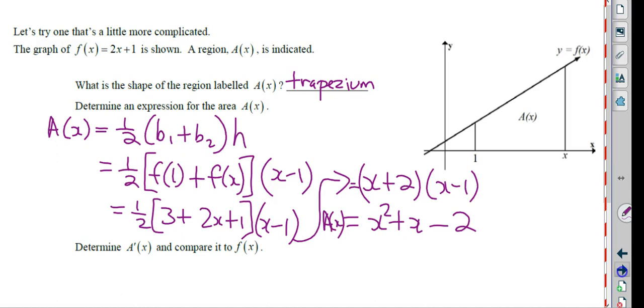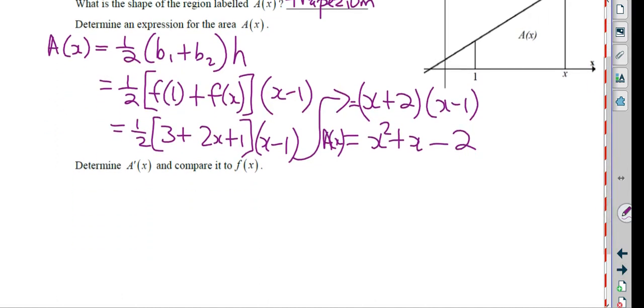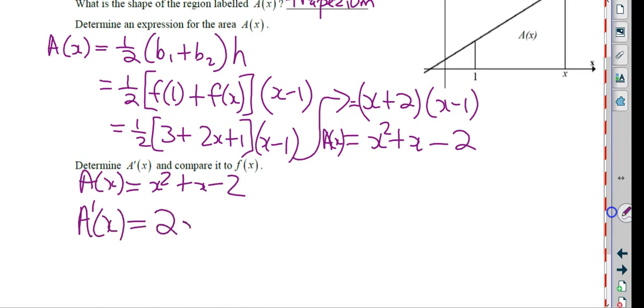Determine A prime of x. So what's the derivative of this? A of x, and A prime of x is 2x plus 1, which is what? That's the equation, right? It's f of x. So A prime of x is equal to f of x. So there's some function; if you take the derivative of that function, you get the curve, but the function you're taking the derivative of is the area.